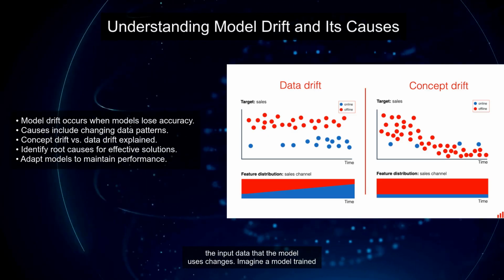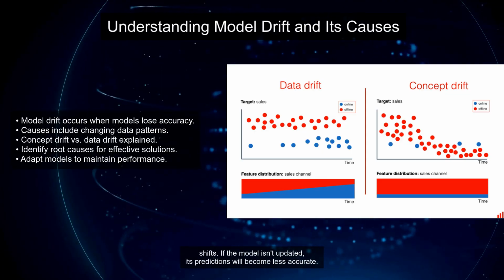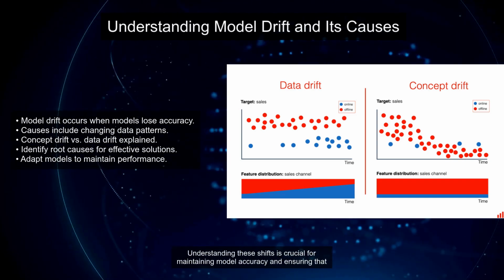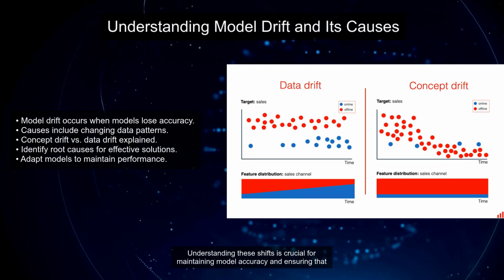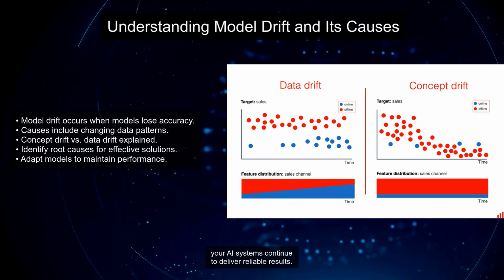Imagine a model trained on customer data from one demographic, but over time, the customer base shifts. If the model isn't updated, its predictions will become less accurate. Understanding these shifts is crucial for maintaining model accuracy and ensuring that your AI systems continue to deliver reliable results.